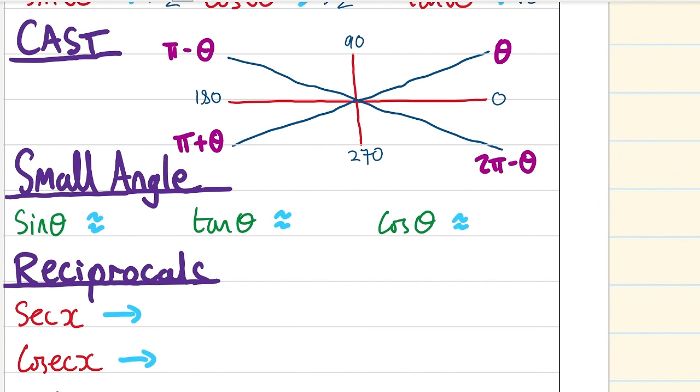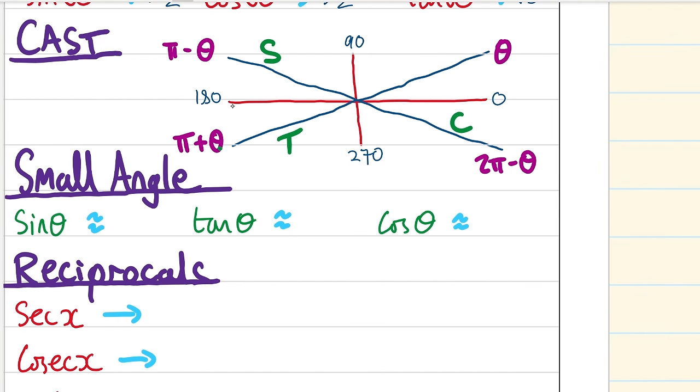So once you have found your first solution, if you are using sine, then you would do pi minus theta to get the second solution. If you are using tan, you would do pi plus theta to get the second solution. And if you're using cos, you will do 2 pi minus theta.